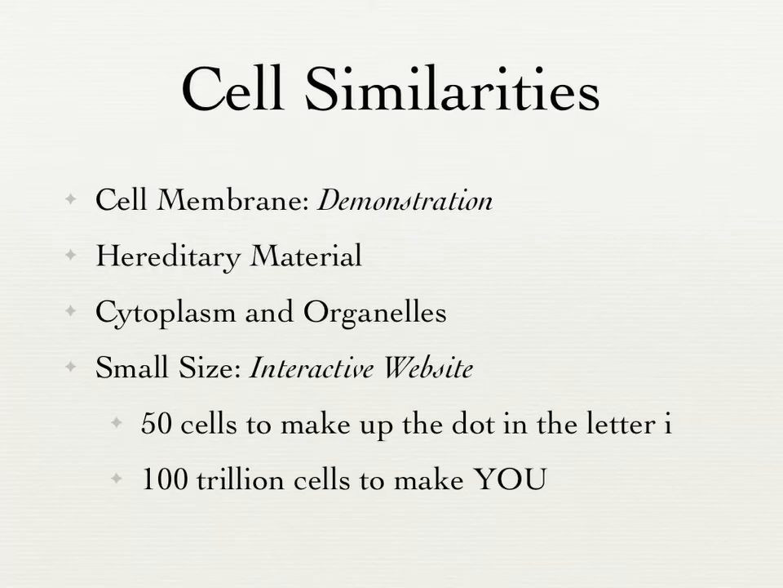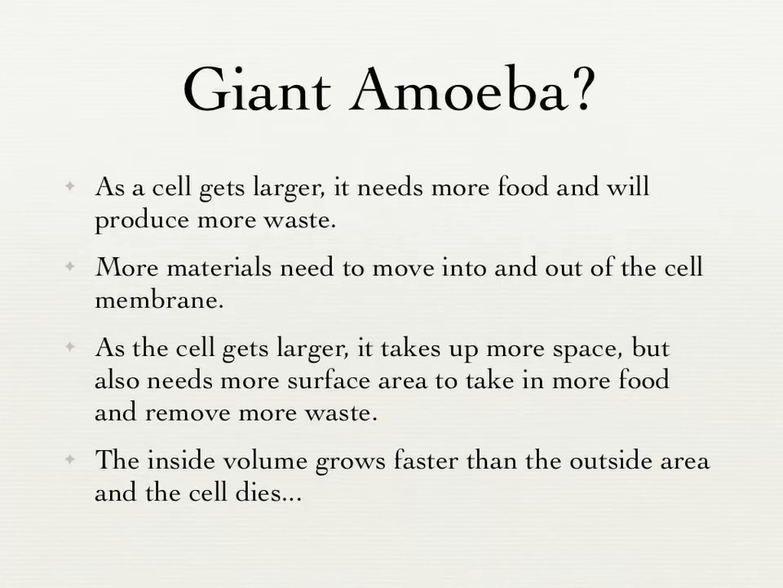There are also four similarities between all types of cells. Number one, all cells have a cell membrane. Two, all cells have hereditary material. This means that they all have some kind of DNA. Three, all cells have cytoplasm and organelles. Cytoplasm is really just that jelly-like substance that all the organelles, or the organs of the cell, float around in. And lastly, all cells have small size. It actually takes 50 cells to make up the dot in the letter I, and there are over 100 trillion cells that make up you.